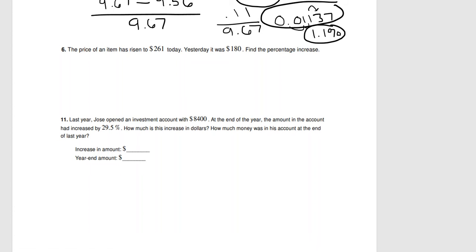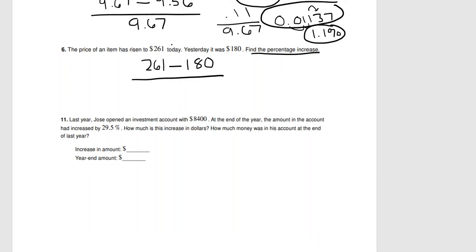Okay, so let's go ahead and look at another example that you're going to see on your ALEKS assignment. This one says the price of an item has risen to $2.61 today. Yesterday it was $1.80. Find the percentage increase. Okay, so this one's going to be an increase. Remember to find the percent of change, which is what we're doing on this problem, we take the bigger number, 261, we subtract the smaller number, 180. That gives us our amount of change. And then we're going to divide that by our starting number, or our original amount.